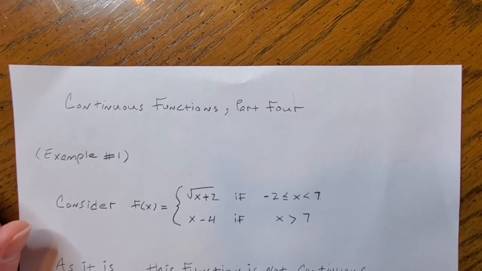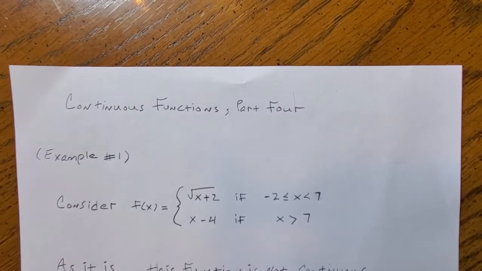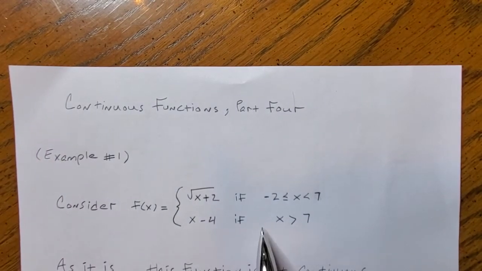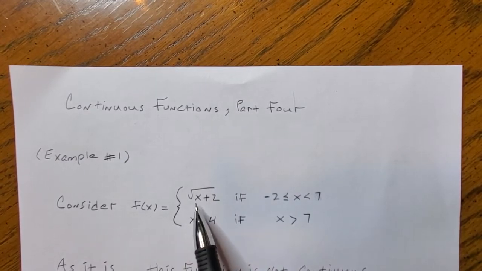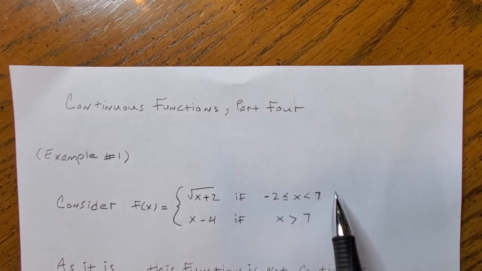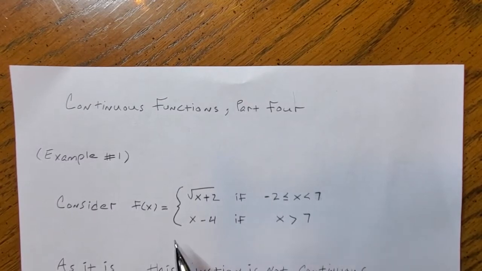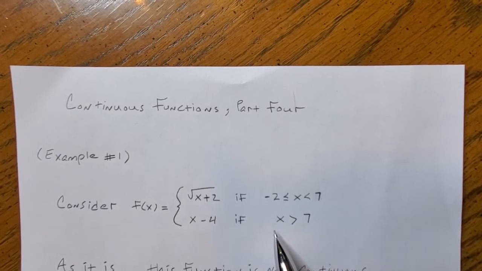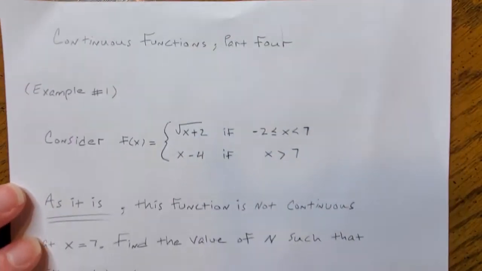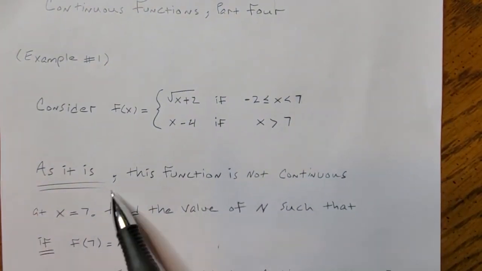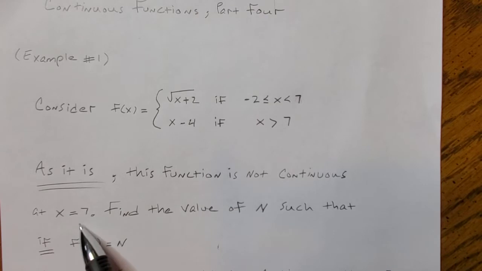Okay, so first example, consider this function. It's a piecewise function. You calculate y by this formula if the x's satisfy this condition, and you calculate y by this formula if the x's satisfy that one. You can take it in however you want to, but here's what I want to ask you about it. As it is, this function is not continuous at 7.